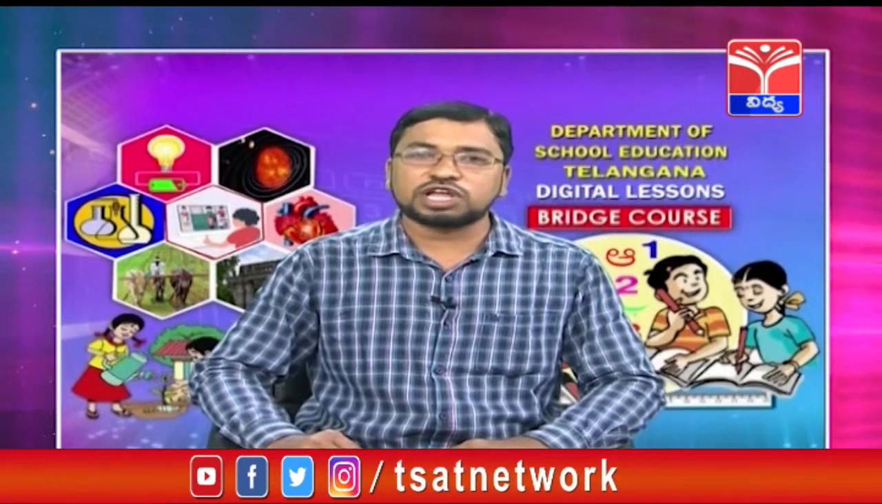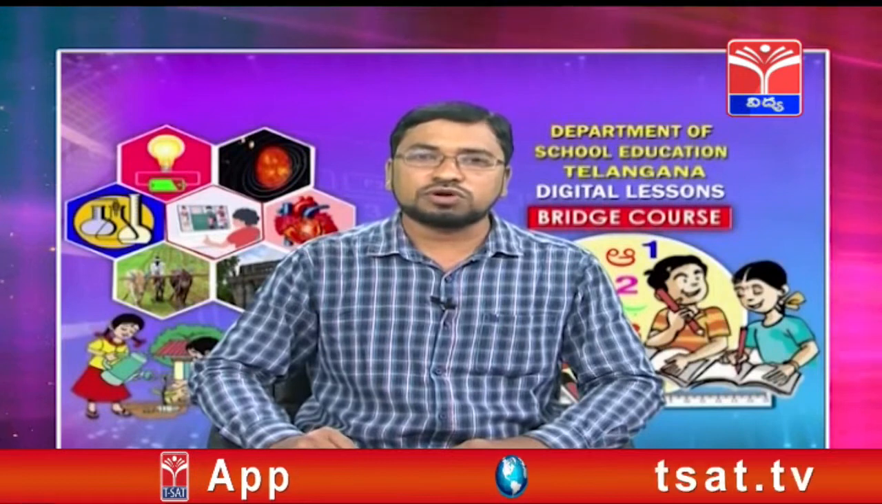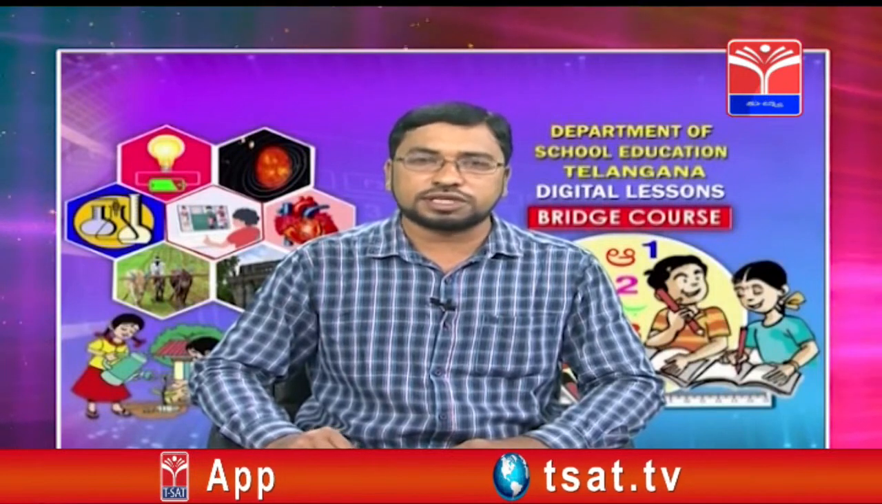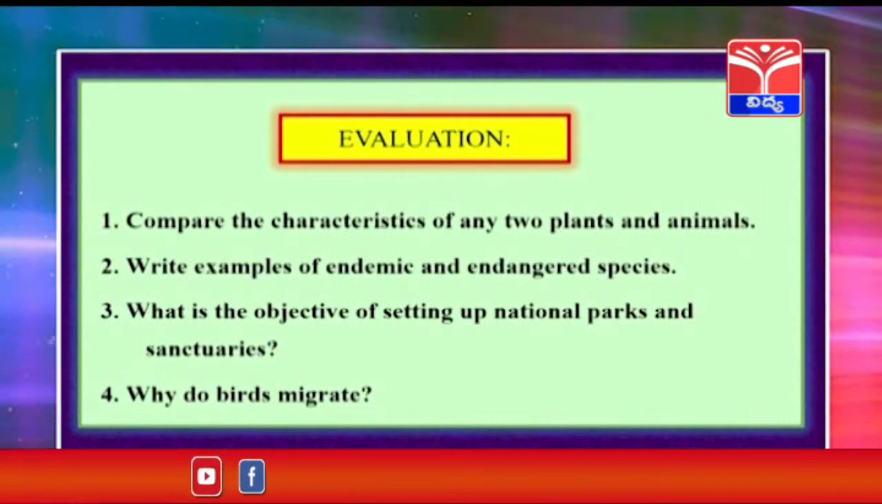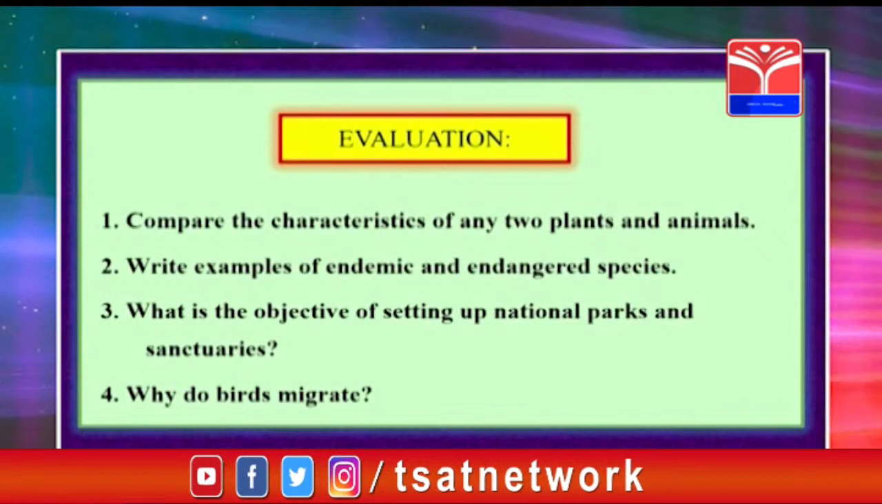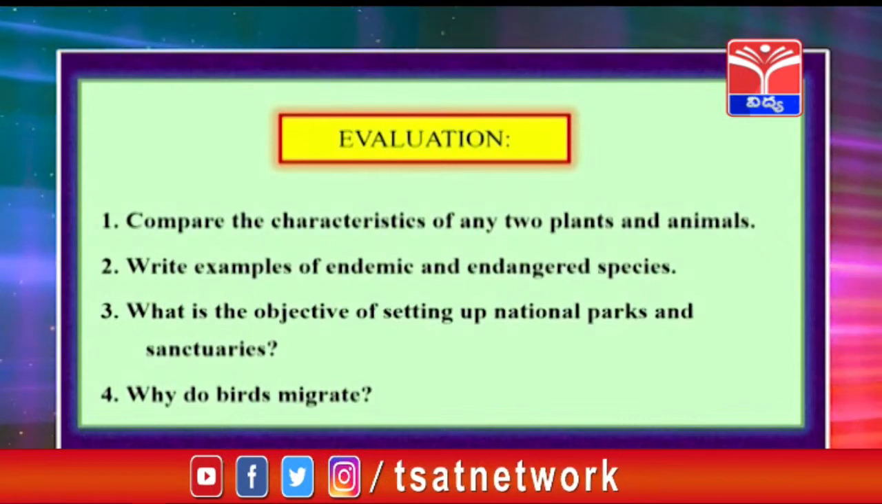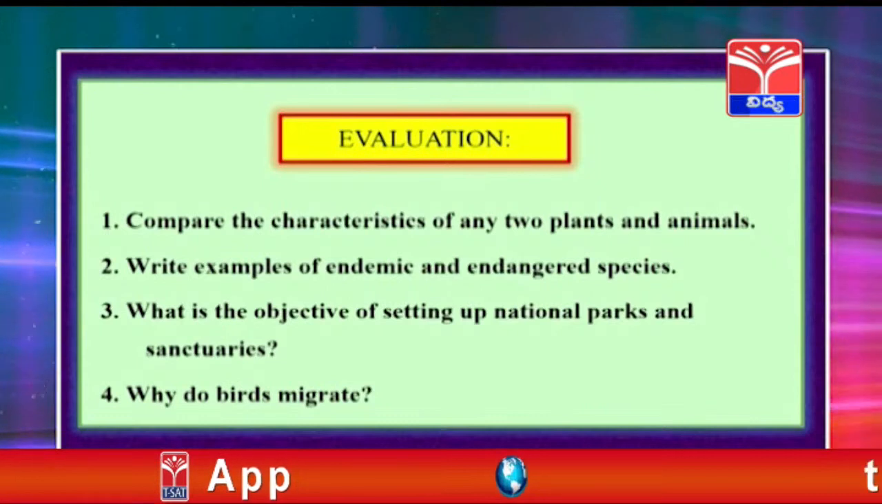Now let us go for the evaluation part. Children, it is advised to note down these questions and try to answer them. Evaluation. Compare the characteristics of any 2 plants and animals. Write examples of endemic and endangered species. What is the objective of setting up national parks and sanctuaries?